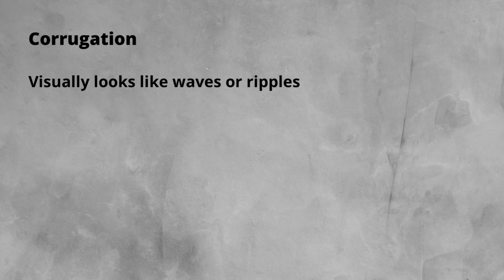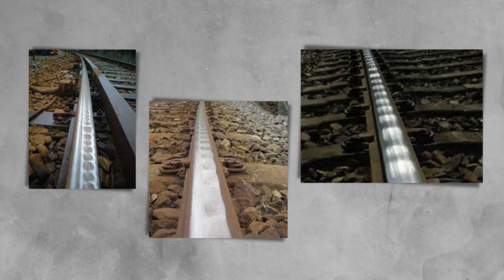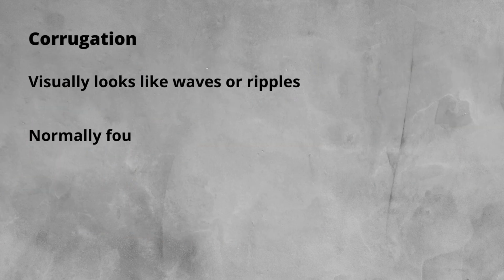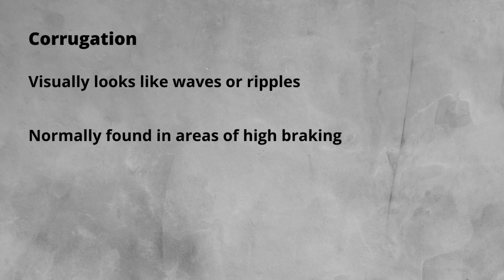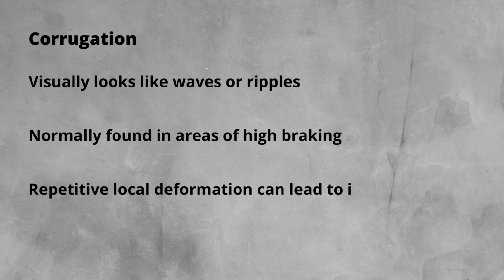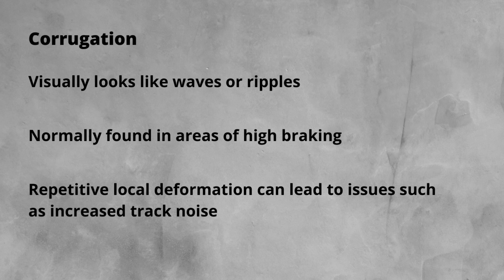Corrugation. Continuing with surface defects caused by the passage of trains, next we have corrugation. Visually, this looks like a wave or rippling on the surface of the railhead. Normally found in areas of heavy acceleration or braking, such as on the approach to a signal, it can be caused again by the train wheels. Think of a car struggling for grip with wheel spin. It has a similar effect. The repetitive, local deformation of the railhead can lead to other issues, particularly noise and track geometry issues.